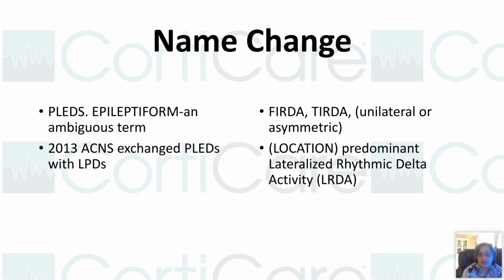We are using rhythmic delta activity, and then you specify the location. That is the new terminology, which tells you how to describe a rhythmic pattern. So if you have rhythmic delta activity at the temporals, you will describe it as temporal rhythmic delta activity. If it is generalized or lateralized, you are going to mention that too. Those are the main terms in the new ACNS terminology.